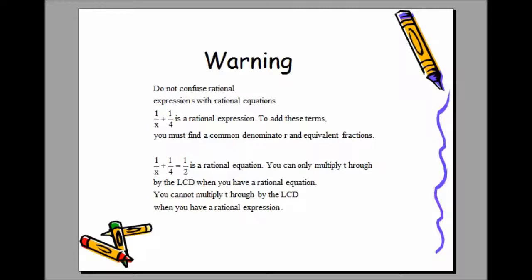Do not confuse rational expressions with rational equations. 1 over x plus 1 over 4 is a rational expression. Notice that it does not have an equal sign with numbers on both sides. To add these terms, you must find a common denominator and equivalent fractions. On the other hand, 1 over x plus 1 over 4 equals 1/2 is a rational equation. You can multiply through by the LCD when you have a rational equation. You cannot multiply through by the LCD when you have a rational expression.